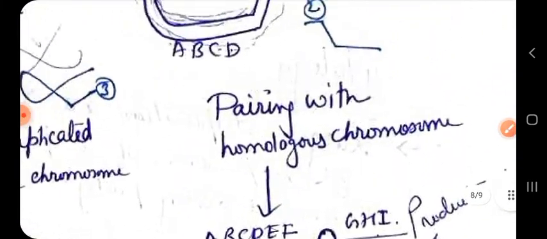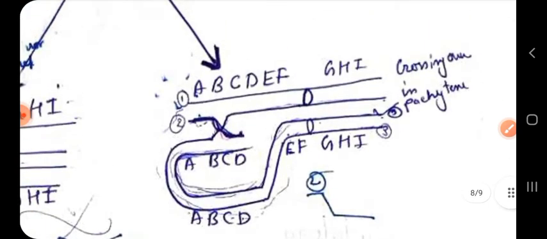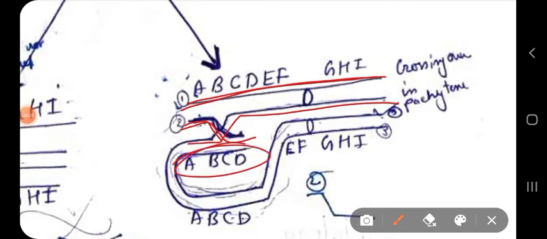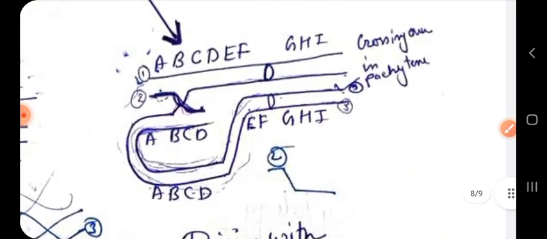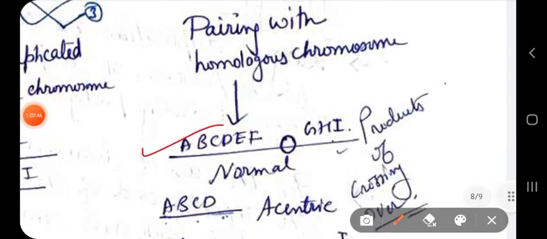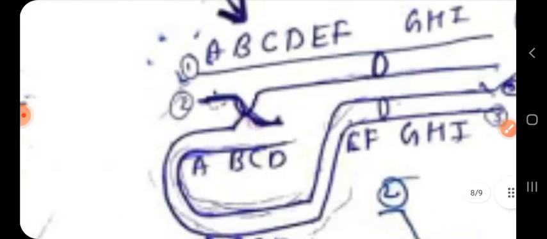Let us see the second example, where pairing is occurring with the corresponding segment of the homologous chromosome. You can see this is the normal chromosome, and this has been involved in crossing over with the tandemly duplicated segment. And what are the things that we get, let us see. The first one is normal, no problem. The second chromosome is acentric as a result of unequal crossing over.